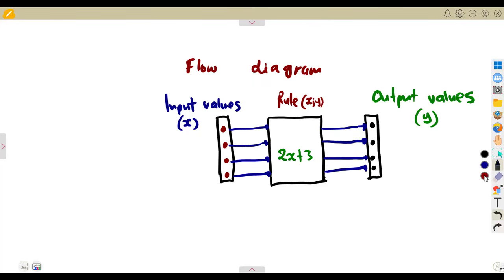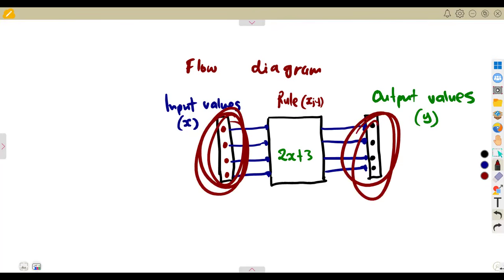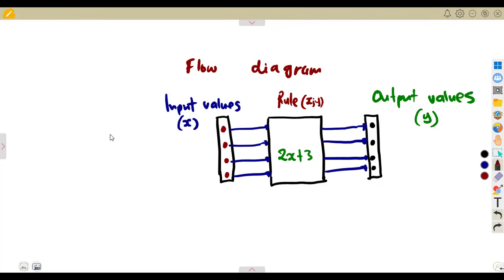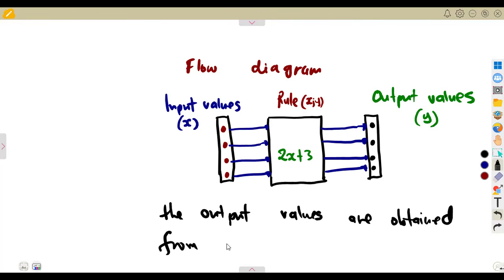So what am I trying to say? The number of input values is also the same as the number of your output values. If you have 3 inputs, there will be 3 outputs. If there are 7, there will be 7. If there are 10 values here, the output values also will be 10. So to determine the output, like I'm explaining, the output values are obtained from the input values.